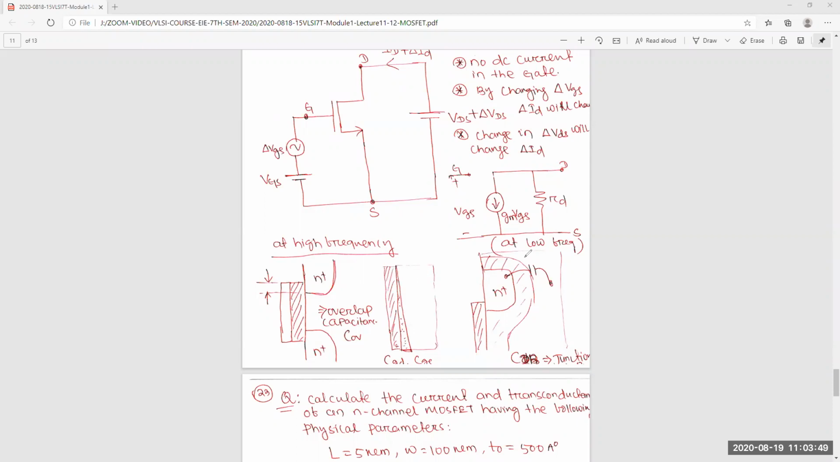And the next part of the capacitance is depletion capacitance, or we can say junction capacitance. Why is it called junction capacitance? See, this part is a drain actually. I have shown one part. So here the drain is n plus. N plus means heavily doped n. And this is the P substrate.